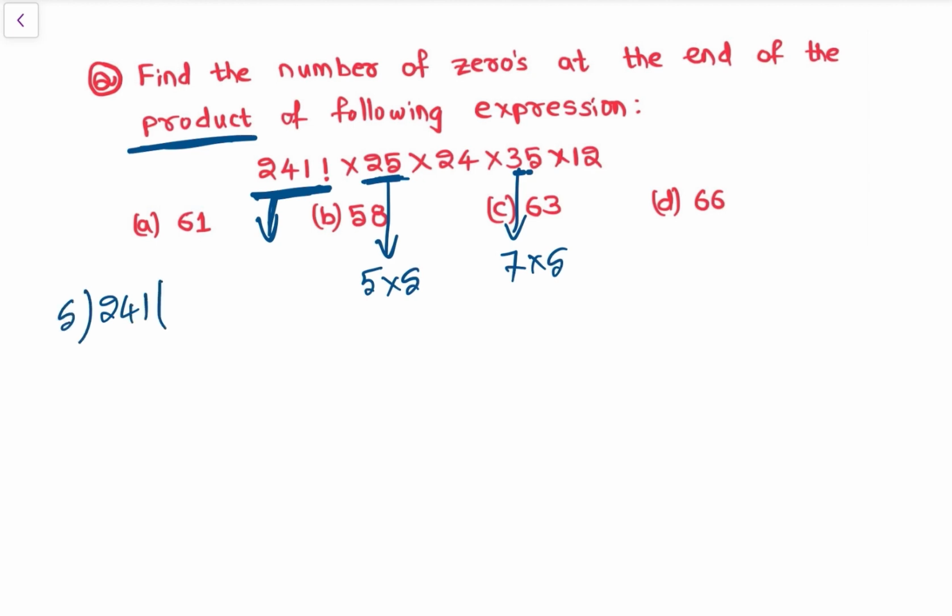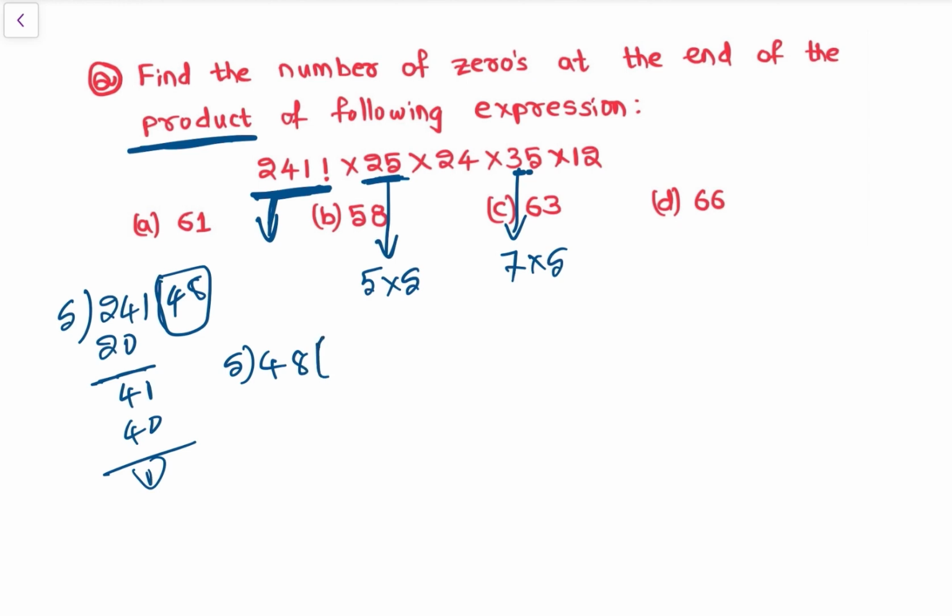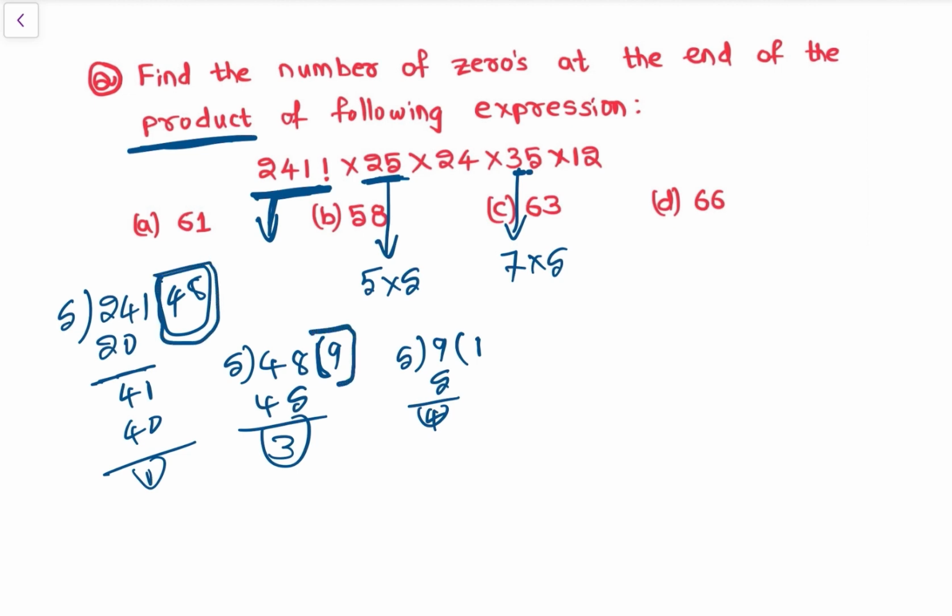अब इसमें कितने 5s आता है वो देखते हैं, दैट इज 241 फैक्टोरियल, दैट इज 241 डिवाइडेड बाय 5, सो 5 4s are 20 and 4 1, 5 8s are 40, so remainder 1, so 48, then 48 divided by 5, so 5 9s are 45, remainder 3, then 9 divided by 5, so 5 1s are 5, so 4 is the remainder. So here we got 48 plus 9 plus 1, so 49, 49 plus 9 is 58, ठीक है, so we got 58.